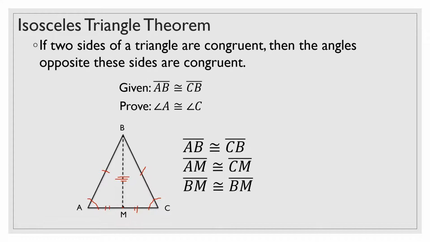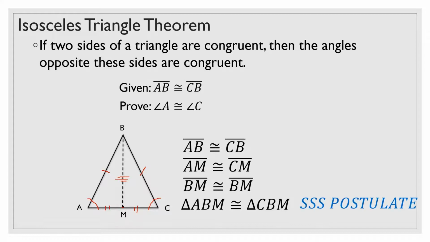Can we say now that two triangles are congruent? Okay, yes. Triangle ABM is congruent to triangle CBM by SSS congruence postulate. Dahil triangle ABM ay congruent na sa triangle CBM, we can now say that angle A is congruent to angle C because they are the corresponding parts of congruent triangles.